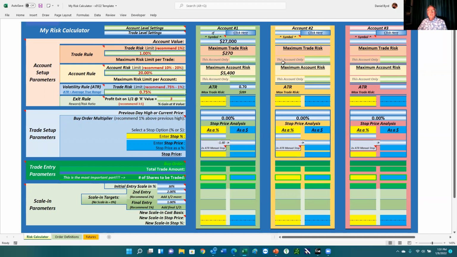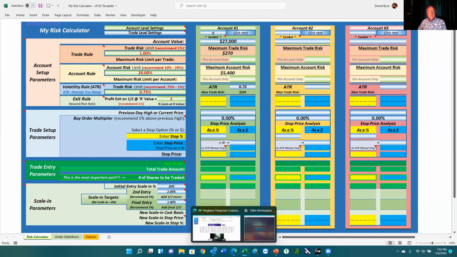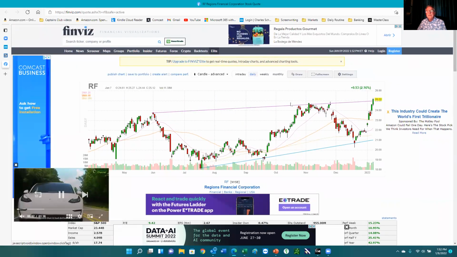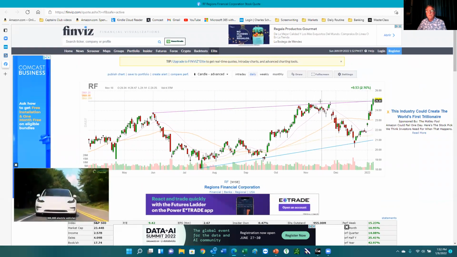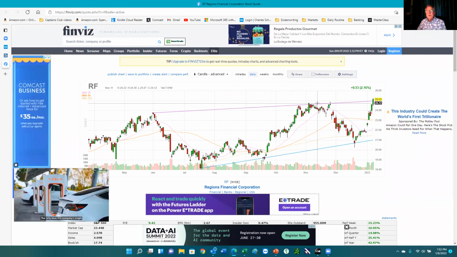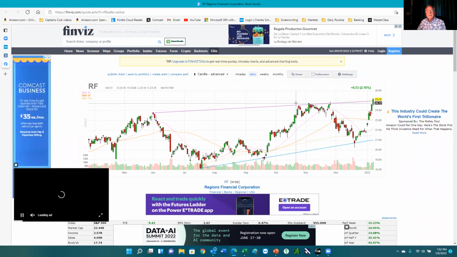You could change these numbers individually for each account if you wanted to. If I wanted to have different numbers for each account, I could do that too. Remember, the ones with the white bars are ones that we can put numbers in. The next thing down here is we want to know what the current price is. If I go back to that chart, the current price is 25.12. And the breakout point here, you can see right there, is 24.72.